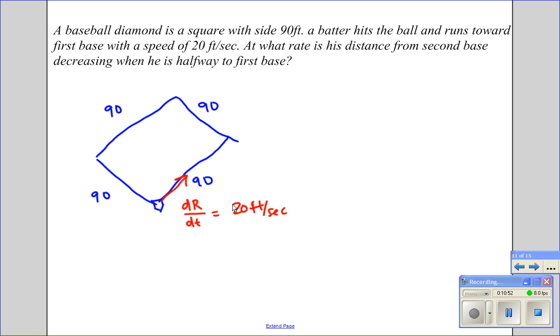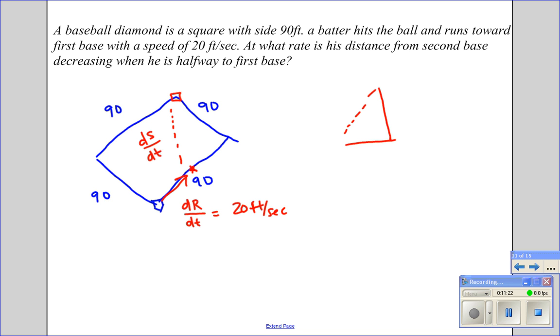At what rate is his distance from second base decreasing? So I want to know, if this is second base, I want to know this right here. So the distance between the runner and second base. At what rate is that decreasing when he is halfway to first? So halfway to first, let me draw a little side triangle here.